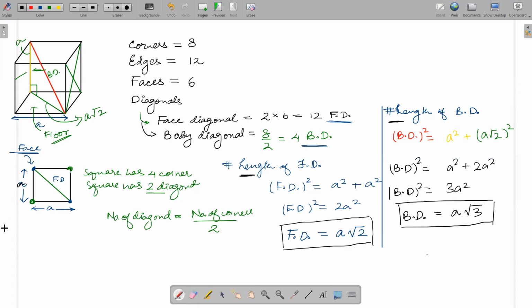Now, can you see patterns? How do you have to see patterns? Like the way we got this FD, similarly we got the body diagonal. Now you can extend this to any number of cases. So let me give you one pretty tough example that you can solve. You will not tell me the answer, you will just tell me how you will do it.